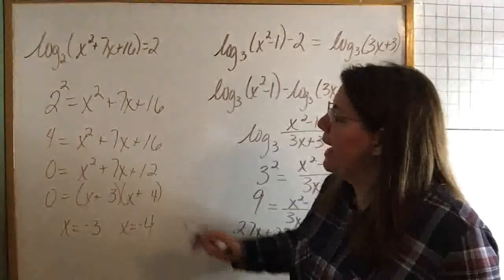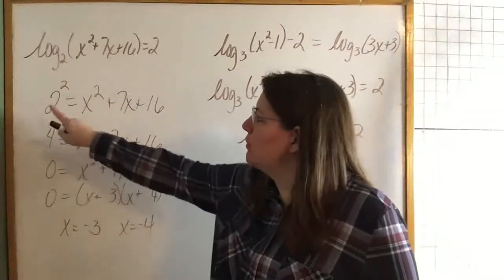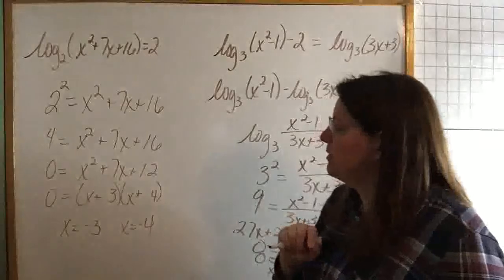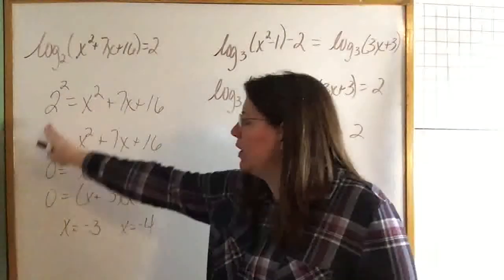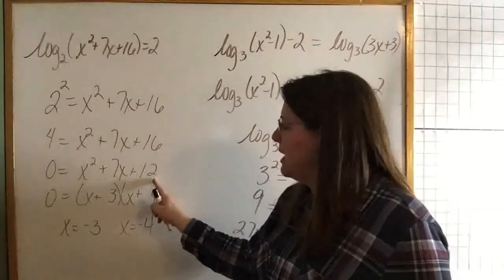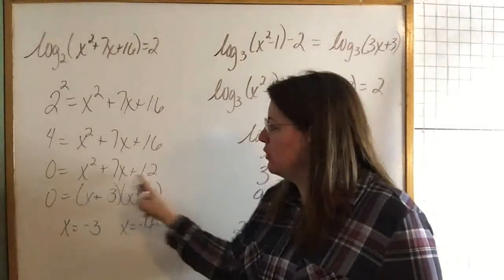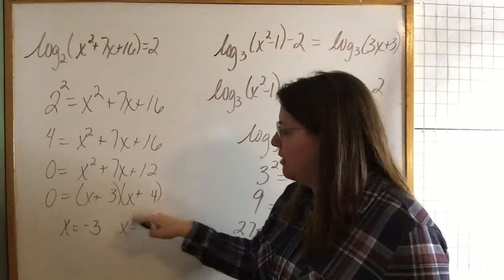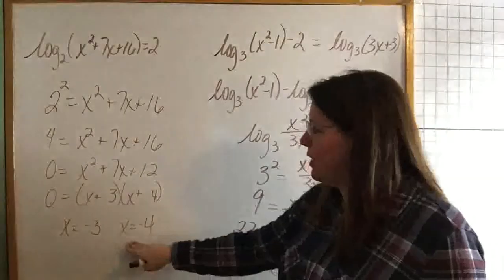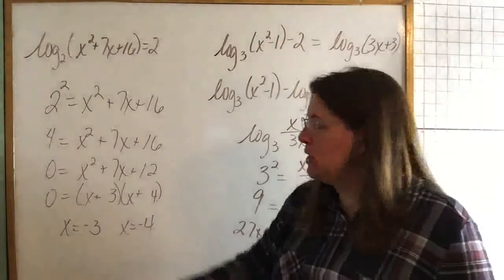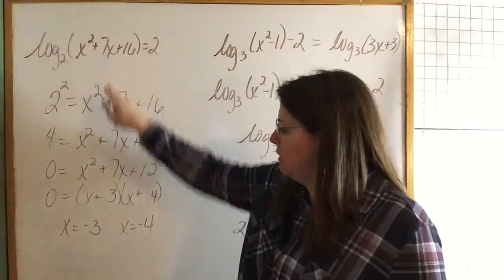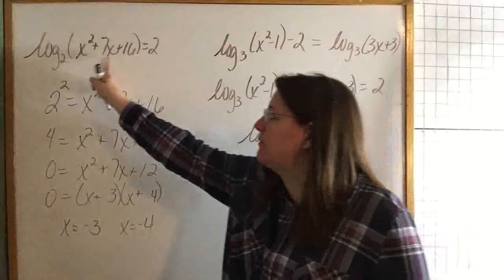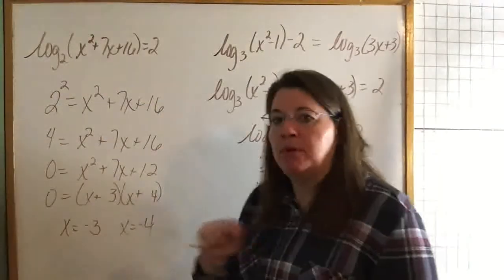For the first one, I'm going to convert that to exponential form. So I have 2 squared equals the x part, x squared plus 7x plus 16. 2 squared is 4. I move the 4 to the other side, making that a 12. I'm going to factor. Factors of 12 that add to give me 7 are 3 and 4. So I have x plus 3 and x plus 4, giving me x equals -3 and x equals -4. I do need to then plug those numbers in and make sure they are positive. They both end up giving me a +4 inside, so I can keep both of the answers.